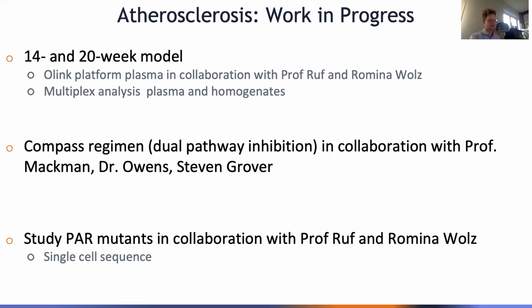And I also told you that a regular PAR1 or PAR2 knockout actually does not help us a lot when interpreting the results we have. We really have to go to more sophisticated PAR mutants, mutants that are, for example, resistant to only factor 10A activation or only thrombin activation. And that's something that we are doing together with Professor Hoof and Romina Wals.